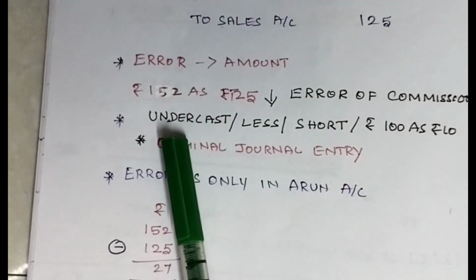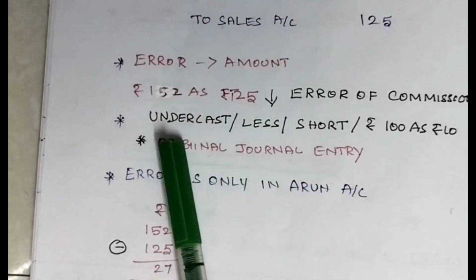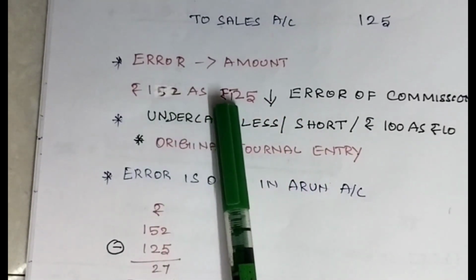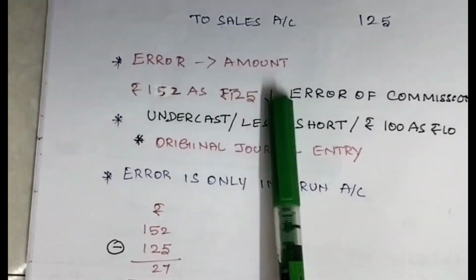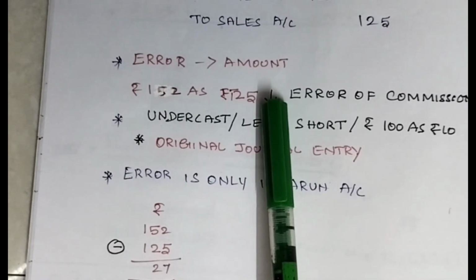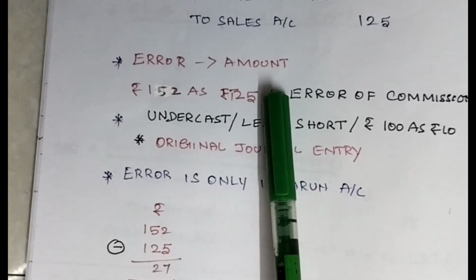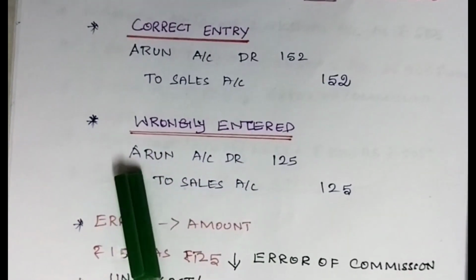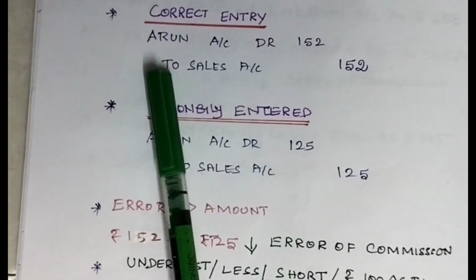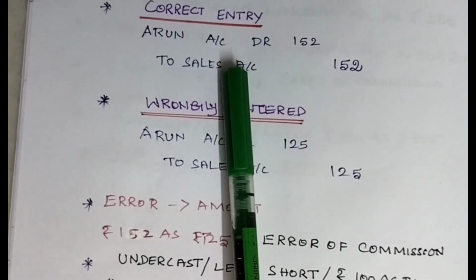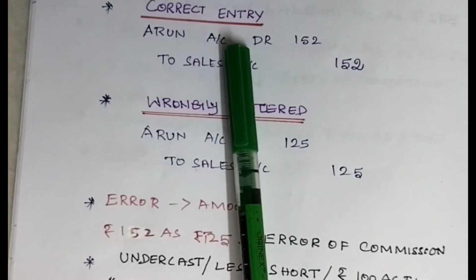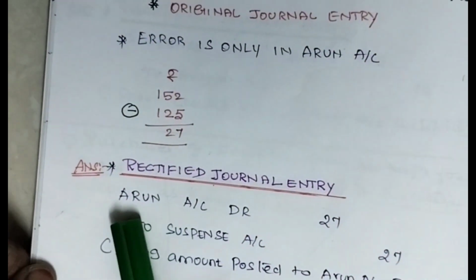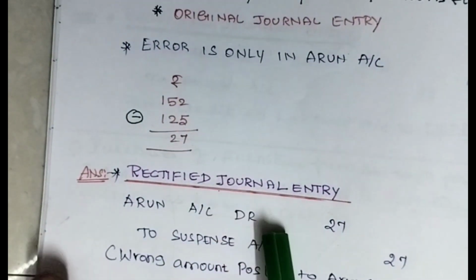Listen, whenever you see the word undercast, less, short, or instead of 152 as 125, that means undercast, decreased, you have to follow the original journal entry, which means Arun's account is the receiver. Arun is the receiver. So you have to enter the original journal entry. You have to enter the same Arun's account on the debit side.